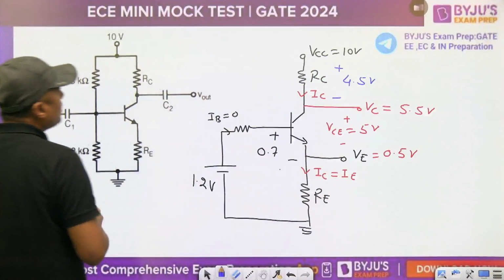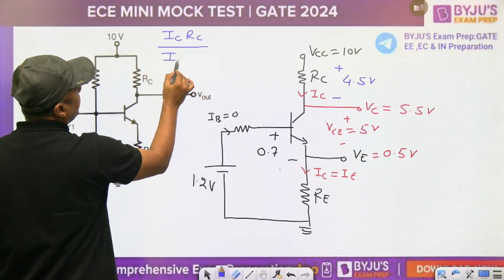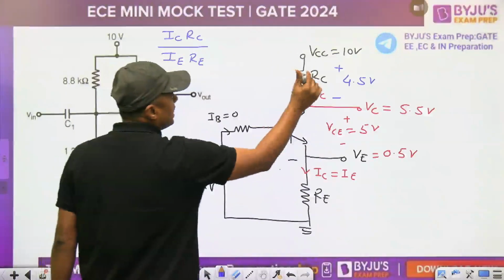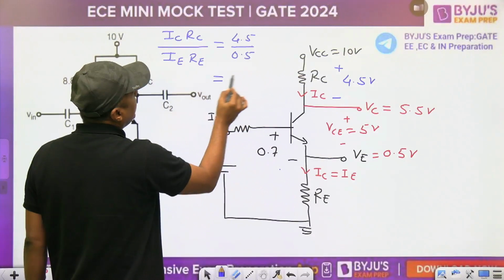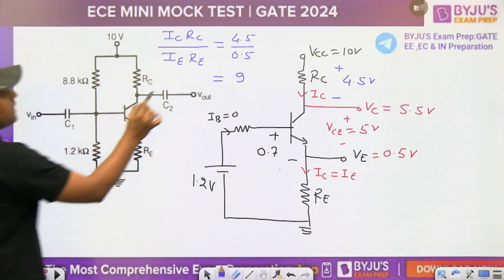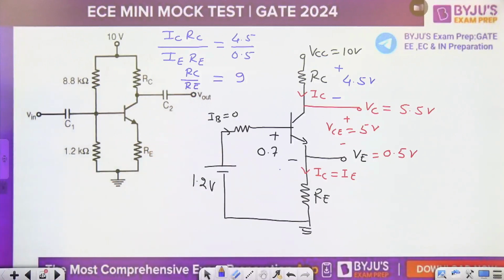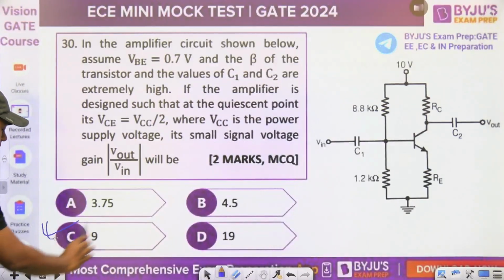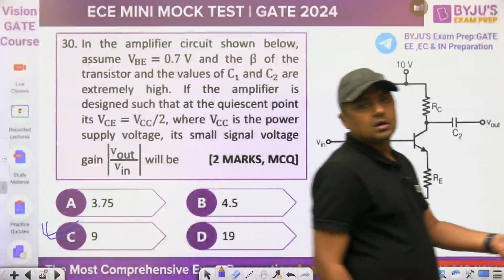Now, if you have the drop across the RC, what is ICRC? And what is the drop across the RE? IERE. Divide these two, ICRC and IERE. This is nothing but 4.5 and this is given as 0.5, and you will get the answer 9. IC cancels. What is the ratio of RC by RE? RC by RE will become 9. Why are we finding RC by RE? Because RC by RE is the gain. That's why the answer for this question is 9.